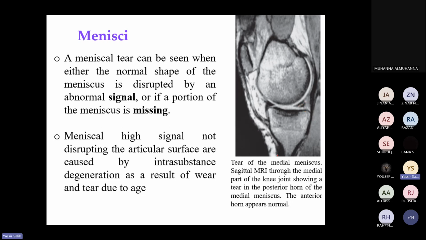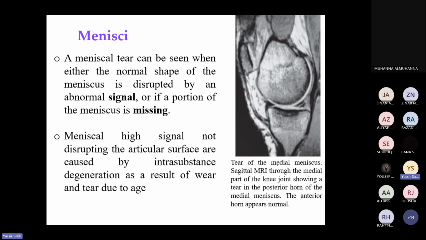So a meniscal tear can be seen when there is alteration of the shape or when there is a signal. What we know most is the signal: there is abnormal high signal, but in the normal it is totally black. When we find a linear hyperintense line crossing the meniscus, this indicates there is a meniscal tear. Meniscal high signal not disturbing the articular surface is caused by intrasubstantial degeneration. Sometimes we find a signal but not crossing the whole meniscus; this is due to degeneration, not a tear.